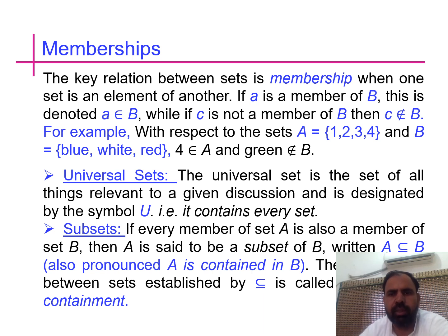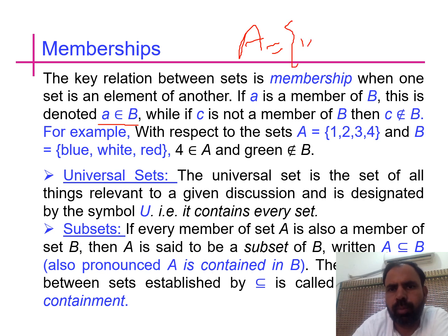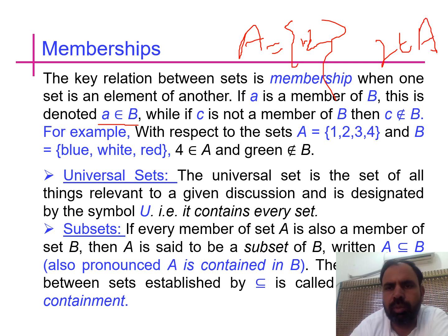When one set is an element of another, if A is a member of B, this is denoted by A belongs to B. For example, if we take a set A equal to {1, 2}, we can write that 2 belongs to A. It means 2 is a member of this set A. While if C is not a member of B, then we can write C doesn't belong to B.